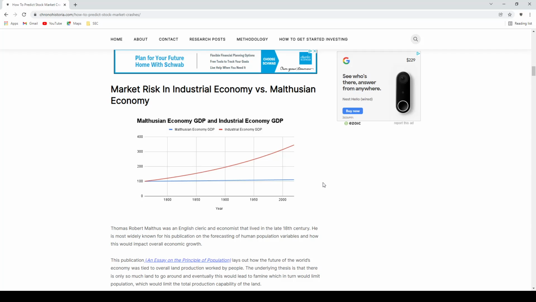This led to something called the Malthusian trap. Sir Thomas Malthus was an English cleric that lived in the 18th century, so he wrote about this during the Industrial Revolution. Now, the Malthusian trap is that populations will cap out, land will cap out, and thus GDP will cap out. Eventually, there will be no reason to open a business. There won't be any excess money left over.